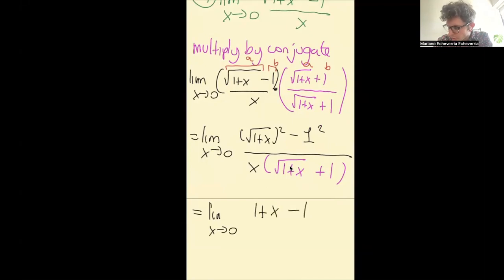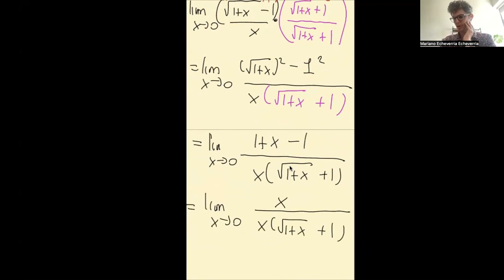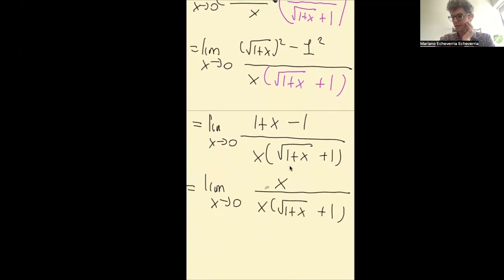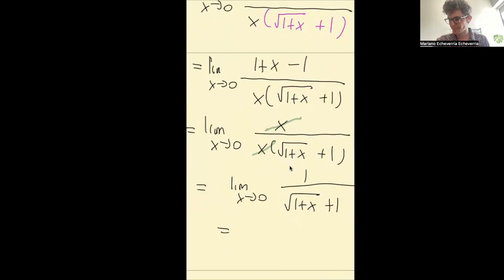So you get 1 plus x minus 1, divided by x times the square root of 1 plus x plus 1. And that gives you, and now that x is canceled, which is great. And so you get the limit as x approaches 0 of 1 over the square root of 1 plus x plus 1, which is 1 half. Is that making sense?